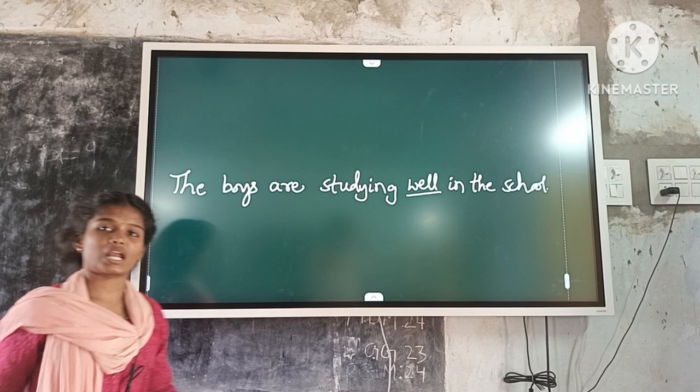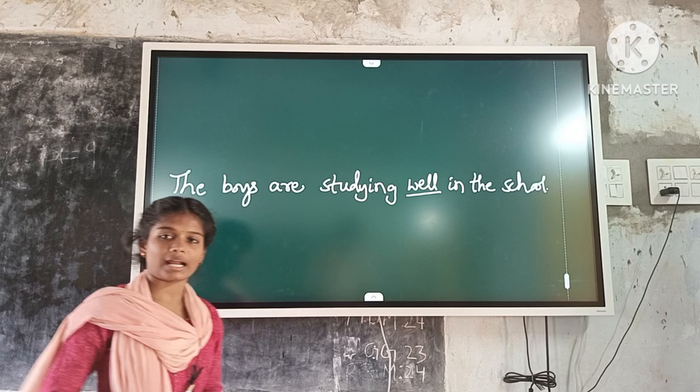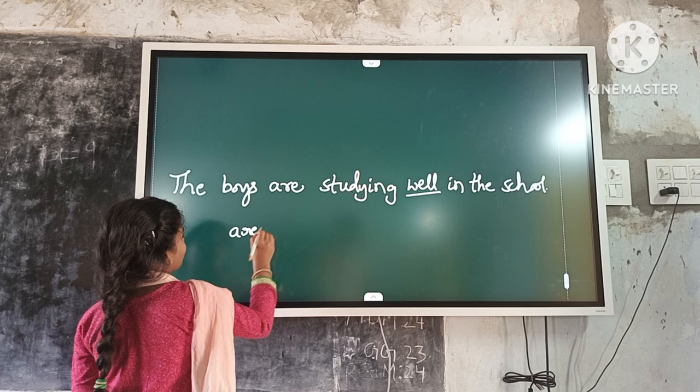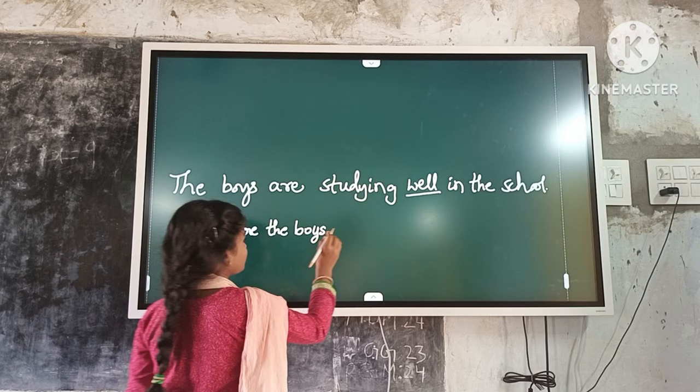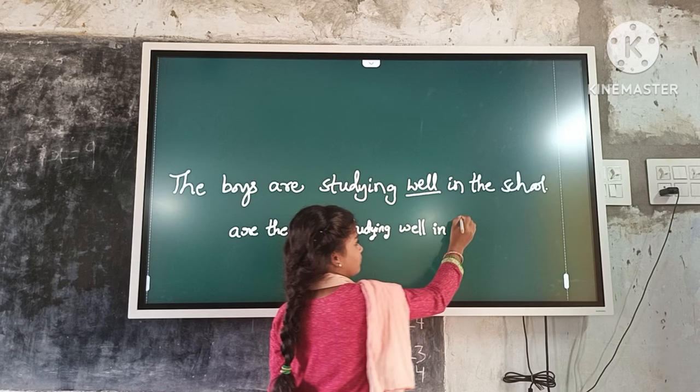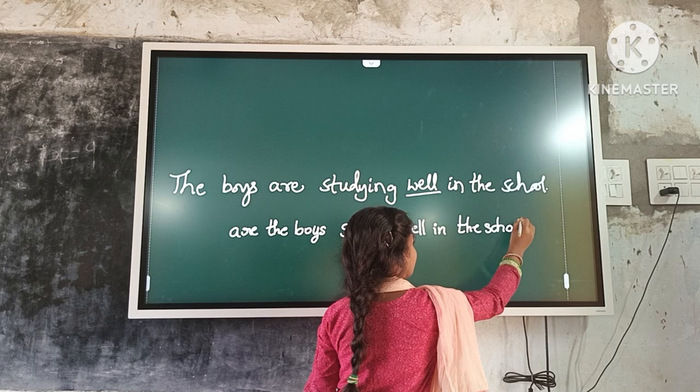Now, second example. The boys are studying well in the school. Here, the underlined part is other than the subject. So, first we make a yes or no question. The yes or no question is: are the boys studying well in the school?